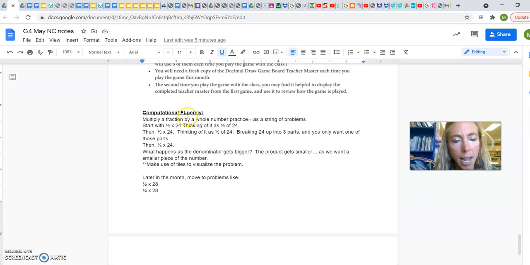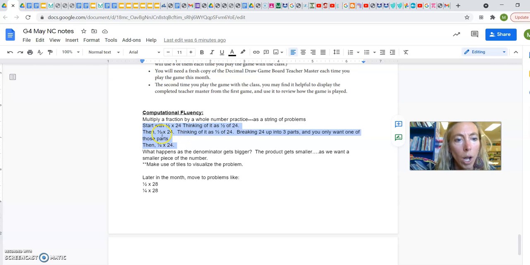Computational Fluency, it has some problem strings, and this is the gist of the problem strings. They're all multiplying a fraction by a whole number. So here would be a string of problems to do. I'd start with 1/2 times 24. We can think of that as half of 24. I could put 24 tiles up on the board in a rectangular format, and then they're able to look at that and cut it in half and know that half of it is going to be 12.